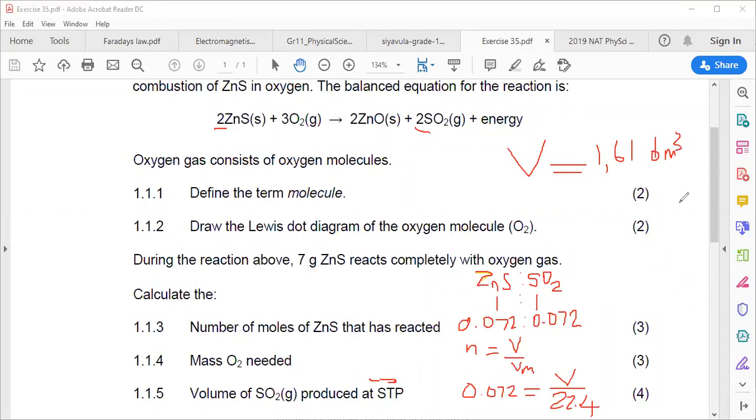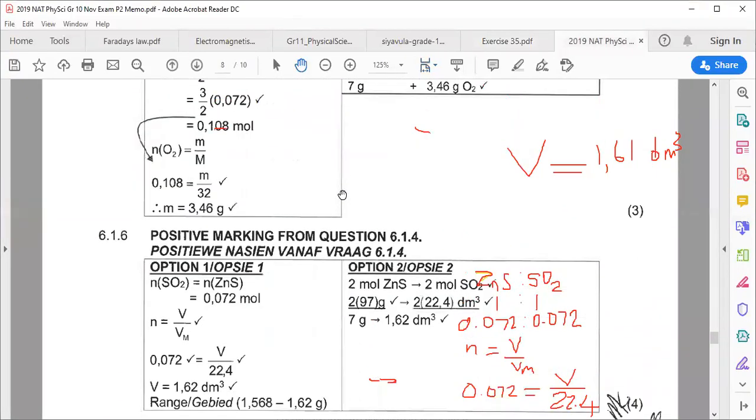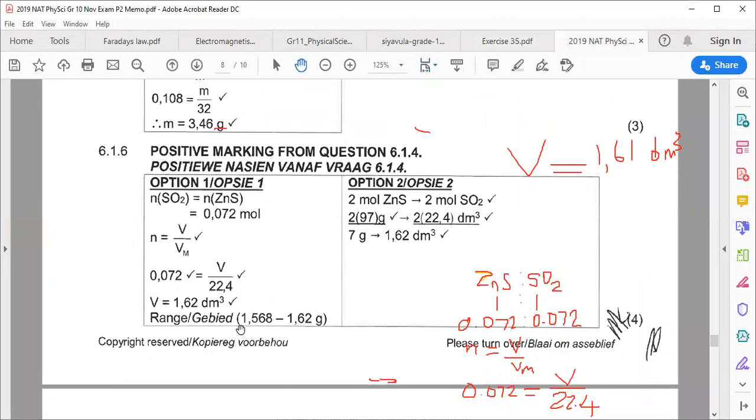Yes, it's fine. Actually, there's a range for this. If I can just show you here. There's a range because other people will round off, others won't round off up until the final answer. So your answer, there it is. Your answer must be between 0.568 or 0.57 and 1.62, depending on the rounding off. Your answer must be just between these two.